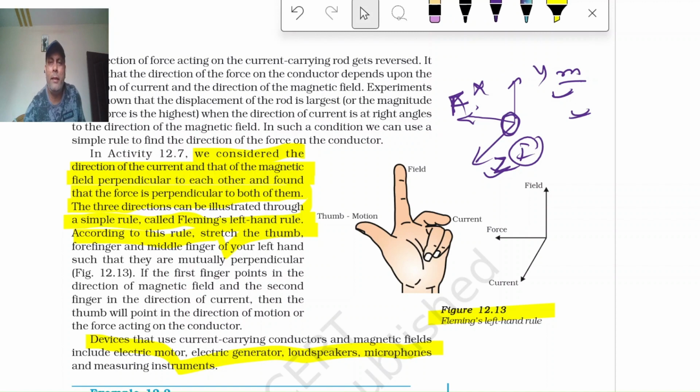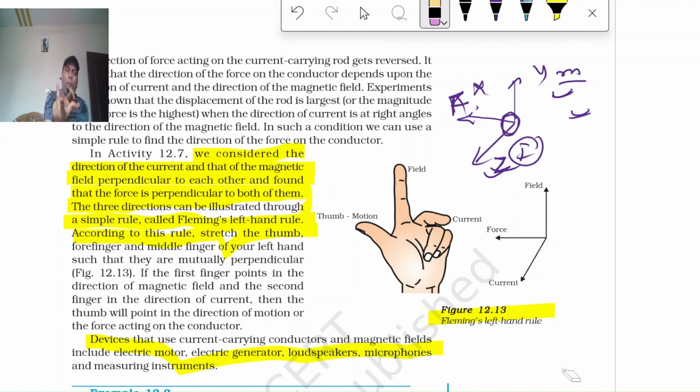You should go there and explain it a little bit in your own language. But the actual scenario in Fleming's left hand rule is this: suppose you assume this is the current. Sorry, the thumb here is showing the motion. So if this is the current, this is the field applied.